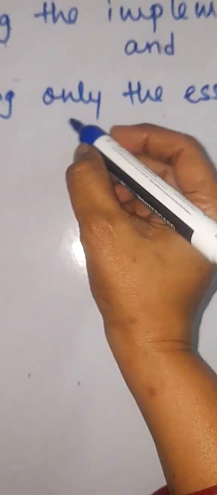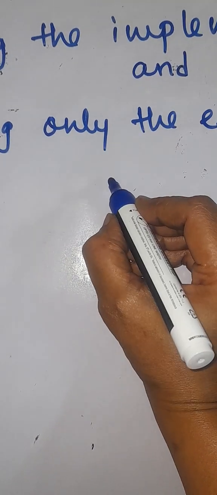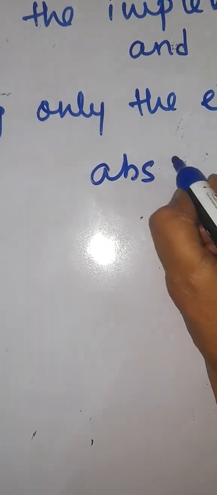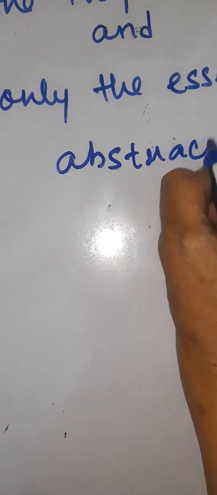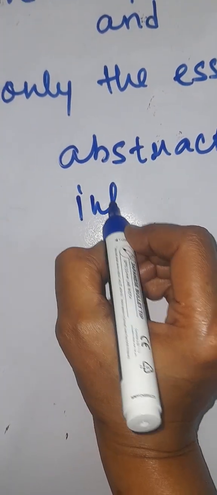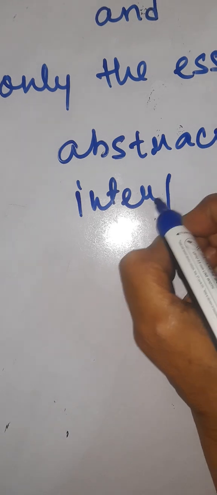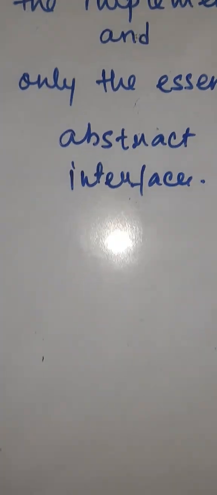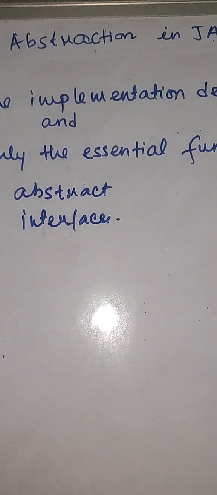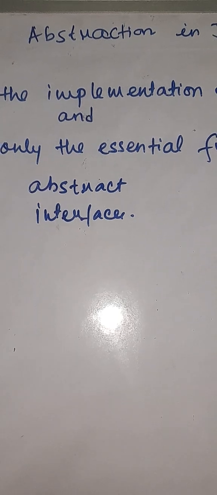What is an example of abstraction in Java? The abstract class and the interface. Abstract class and interface, these two are examples of data abstraction in Java. Clear? This is one more property of OOPS.